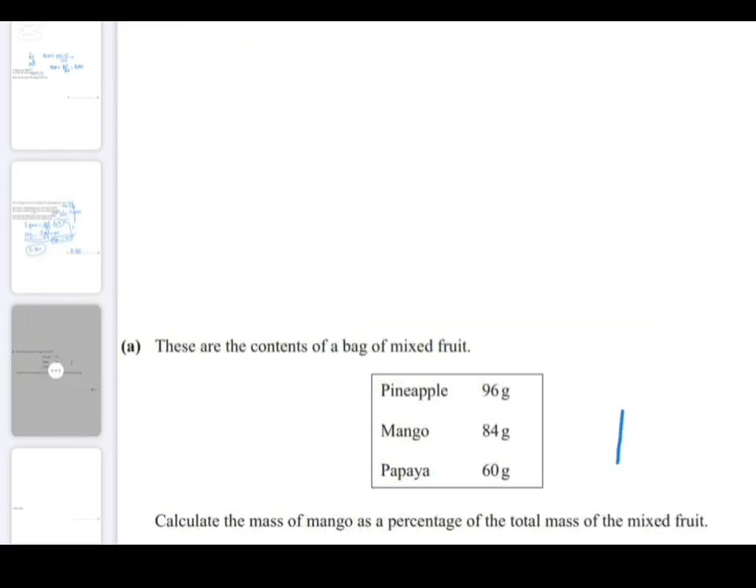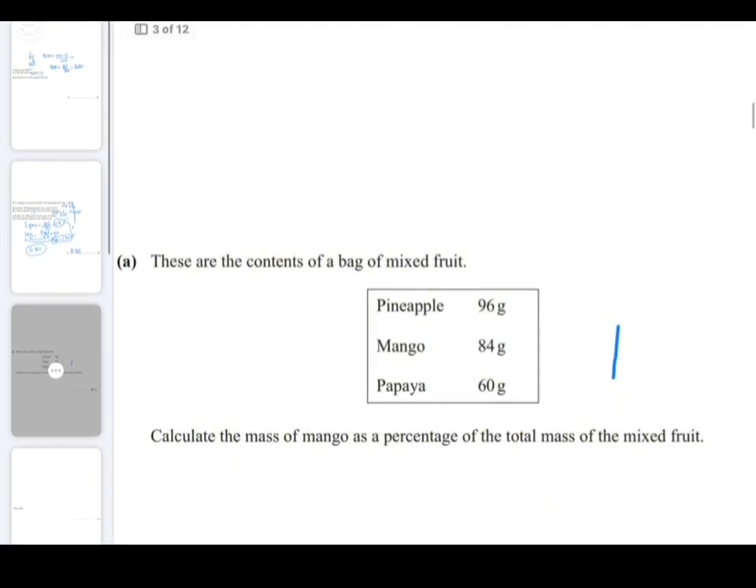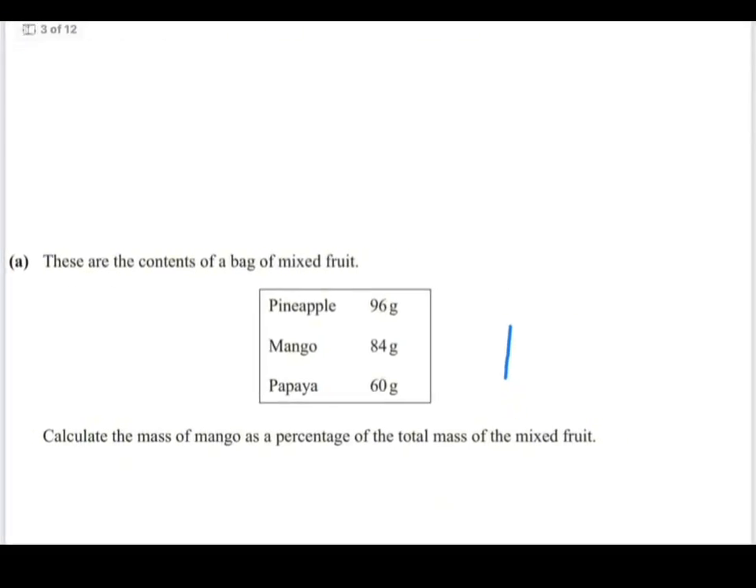As you see, the question is: these are the contents of a bag of mixed fruit: pineapple 96 grams, mango 84 grams, papaya 60 grams. Now calculate the mass of mango as a percentage of the total mass of mixed fruit. So first we need to total them. So 96 plus 84 plus 60 gives us 240. This is the total.